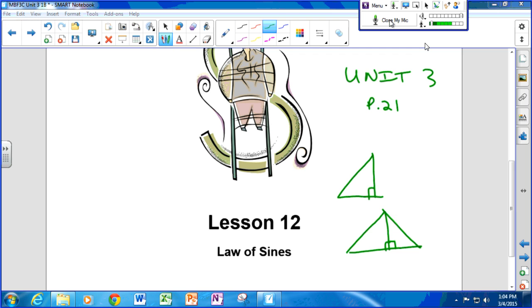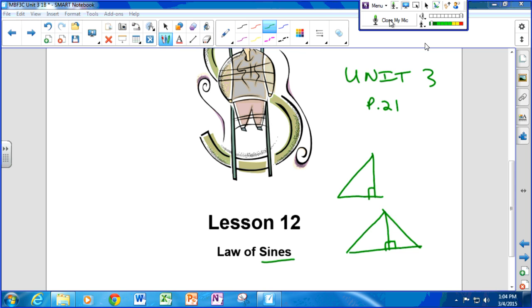There's a way to solve triangles that are missing items that aren't right angled. There's a couple of ways we're going to look at doing it. We're going to look at the law of sines right now, and next week we're going to look at the law of cosines.